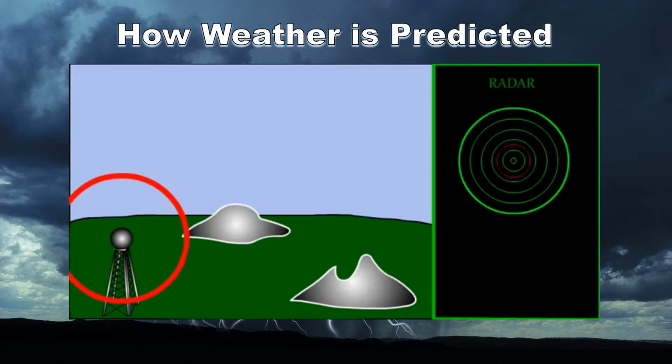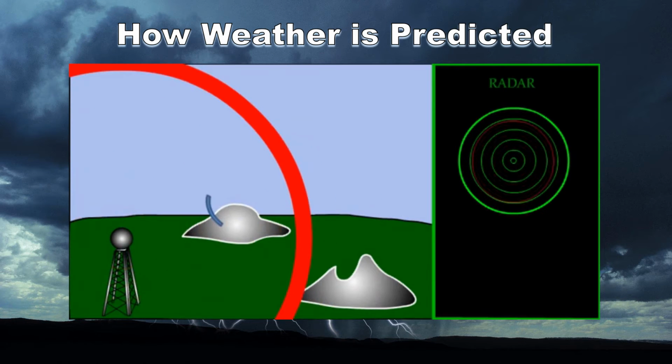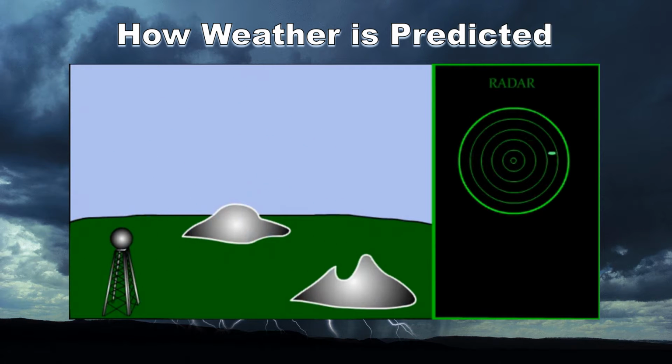In this illustration, we see a radar tower with two adjacent mountains. When the radar tower emits a pulse, the mountains cause part of the pulse to reflect back to the tower. When the tower picks up these reflections, they register on the screen on the right.